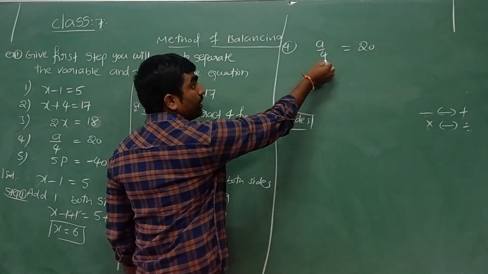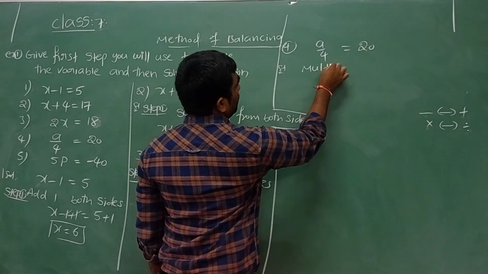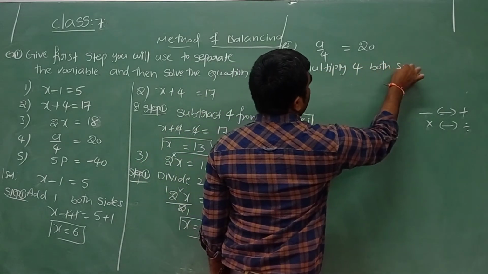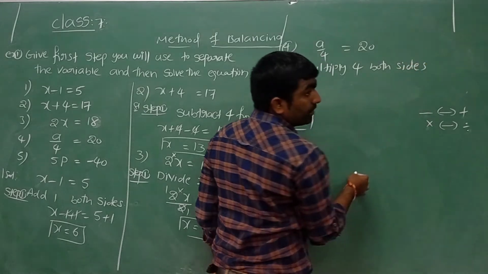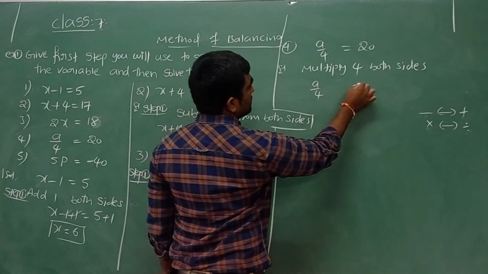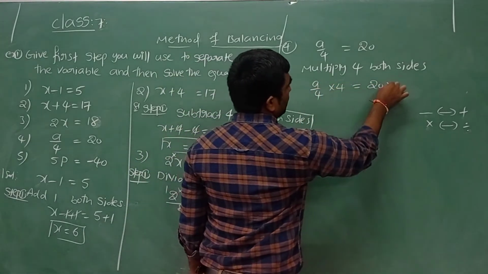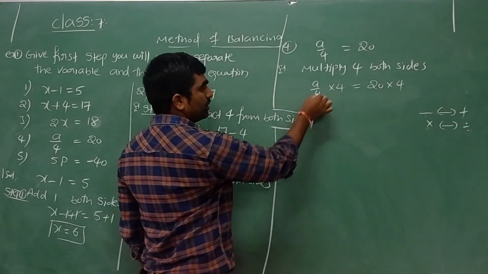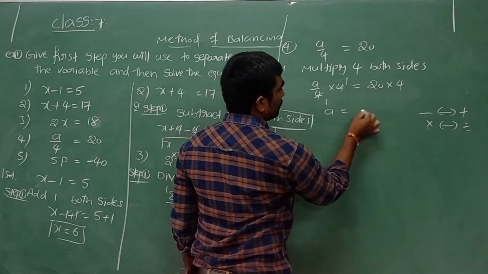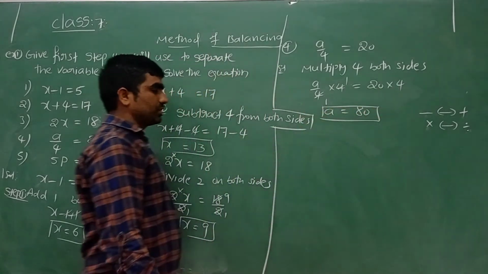So what do we have to multiply? Yes, we multiply by 4. Let me write here: multiply by 4 on both the sides. Both LHS and RHS multiply by 4, because we have division. a by 4 is LHS, RHS is 20. So multiply LHS by 4 and RHS also by 4. Simplify it: the 4s cancel. a is equal to 20 into 4, 4 twos are 8, so 80. a is equal to 80 is the solution.